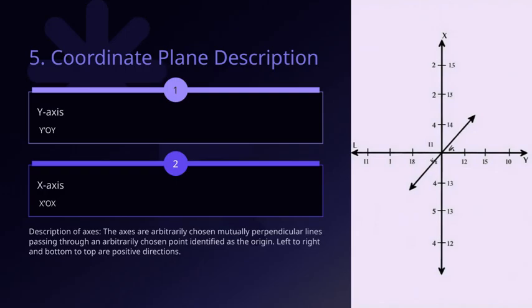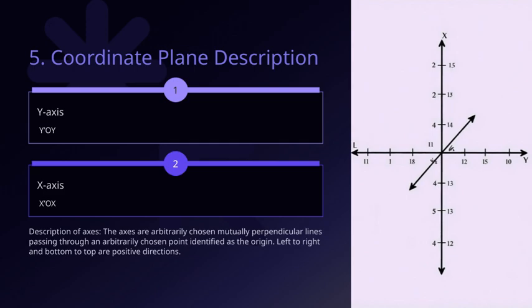These axes are chosen arbitrarily, meaning they can be any set of mutually perpendicular lines that pass through a point we call the origin. Think of the origin as our reference point, where everything begins. The important thing to remember is that the axes are perpendicular to each other, forming right angles.